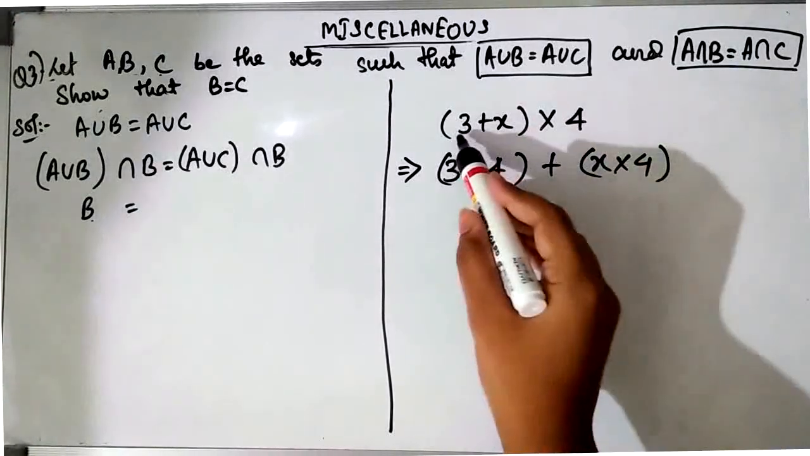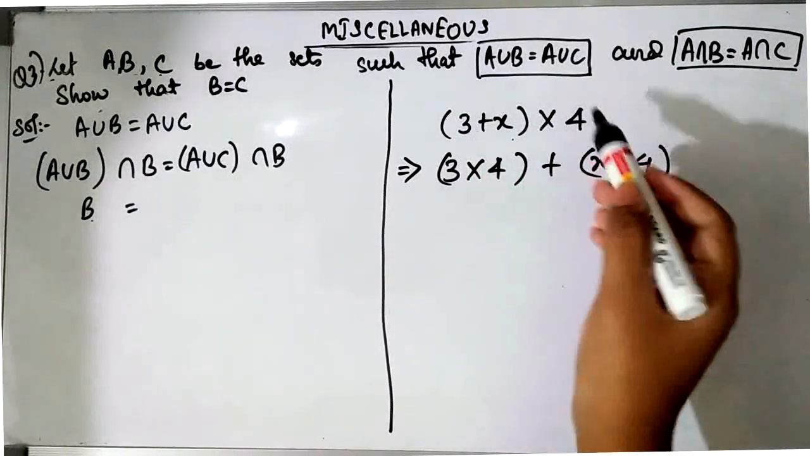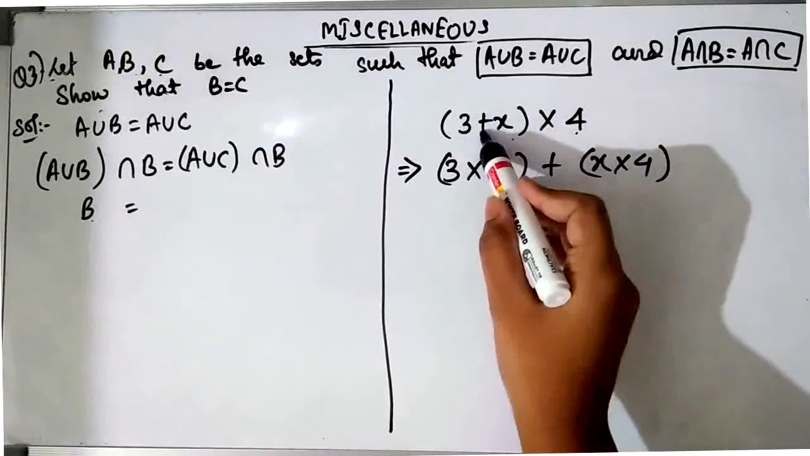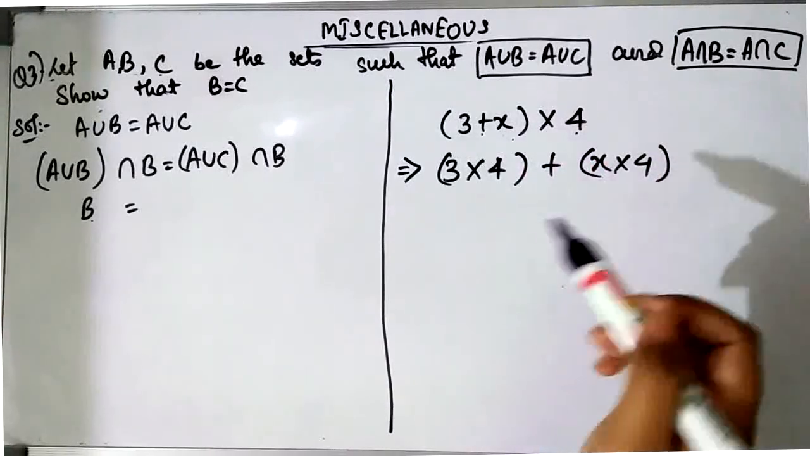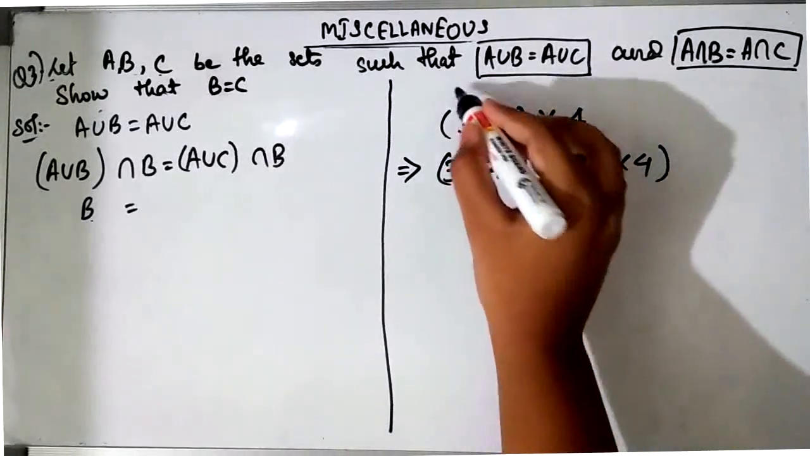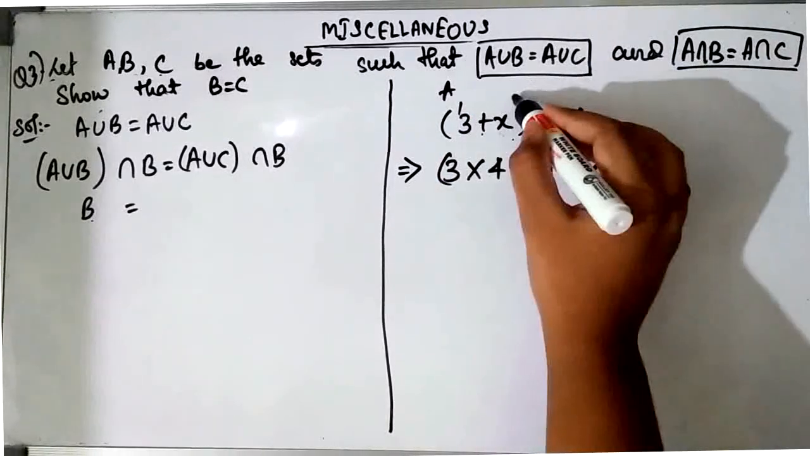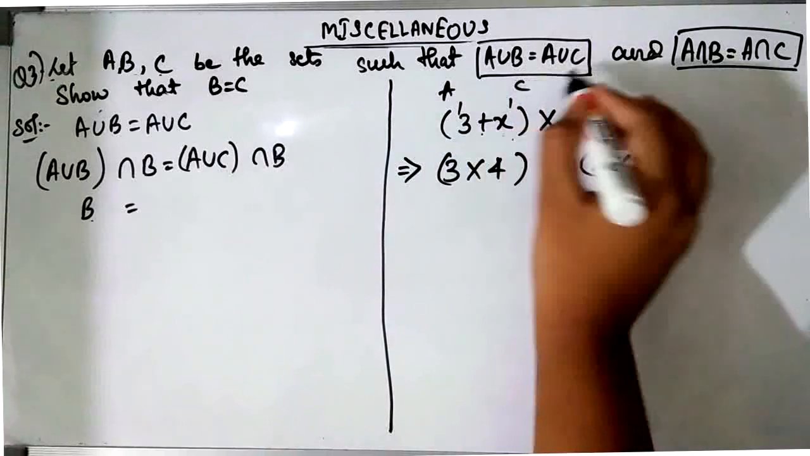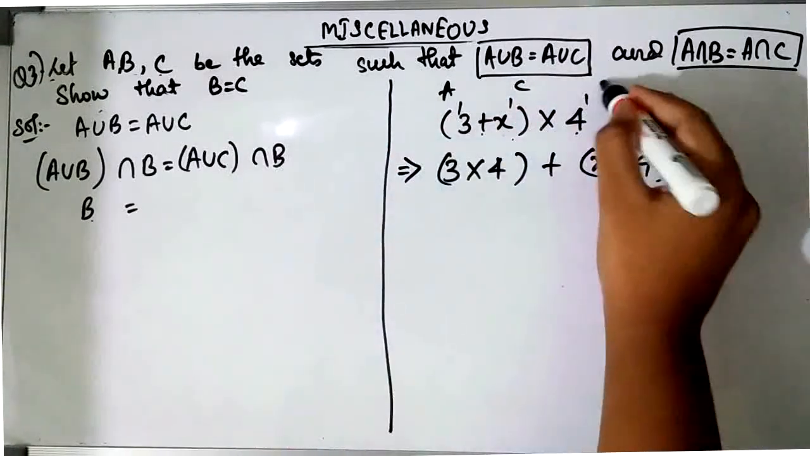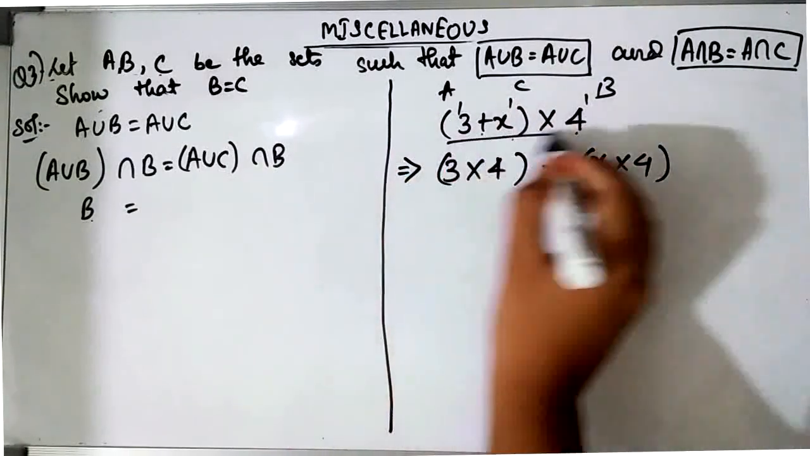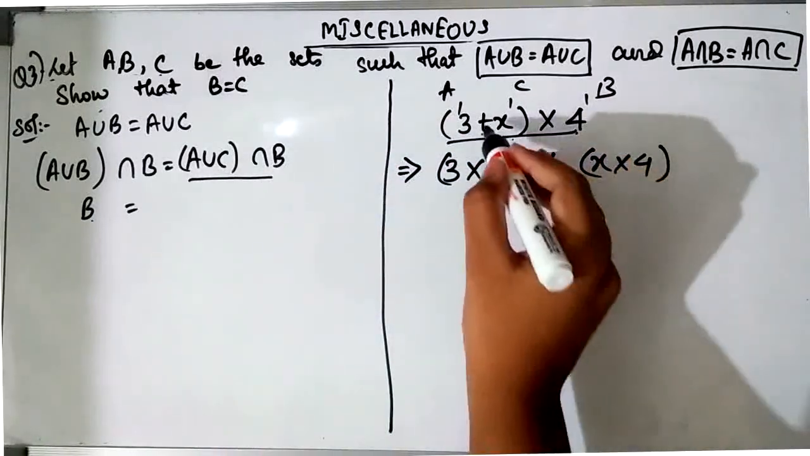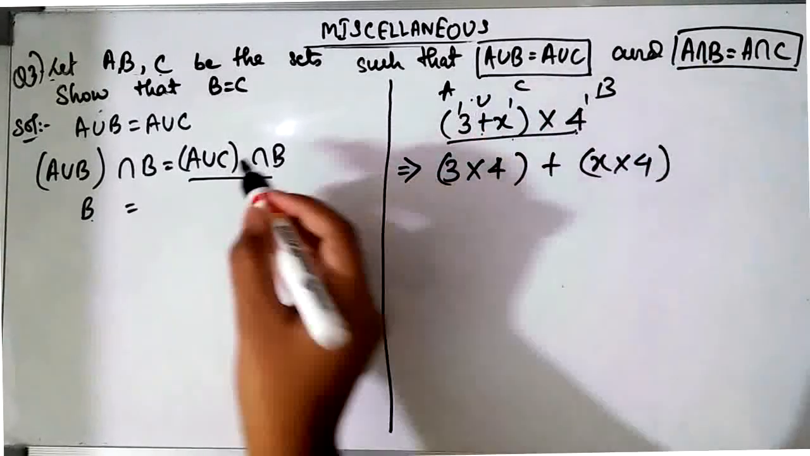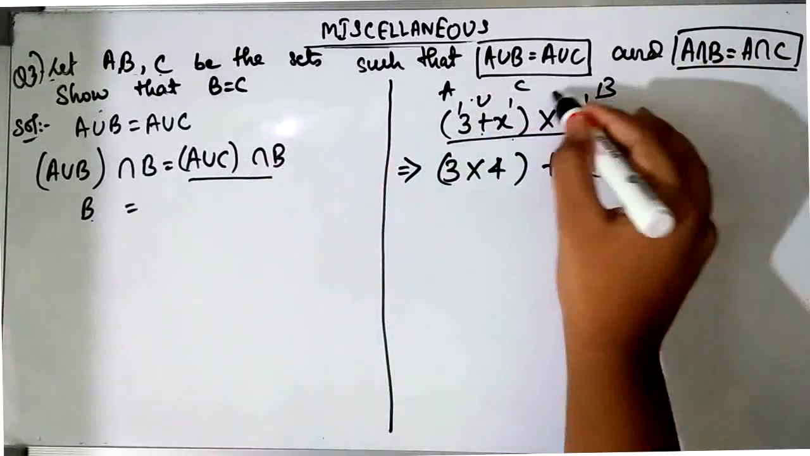If you have something like 3 plus x into 4, so you do something like this in your next step, that is 3 into 4 plus x into 4. Right, so we will assume over here that 3 is our set A, x is our set C, and 4 is our set B. We will compare this to this equation and assume that the plus sign is nothing but our union sign, and the into sign is nothing but our intersection sign.